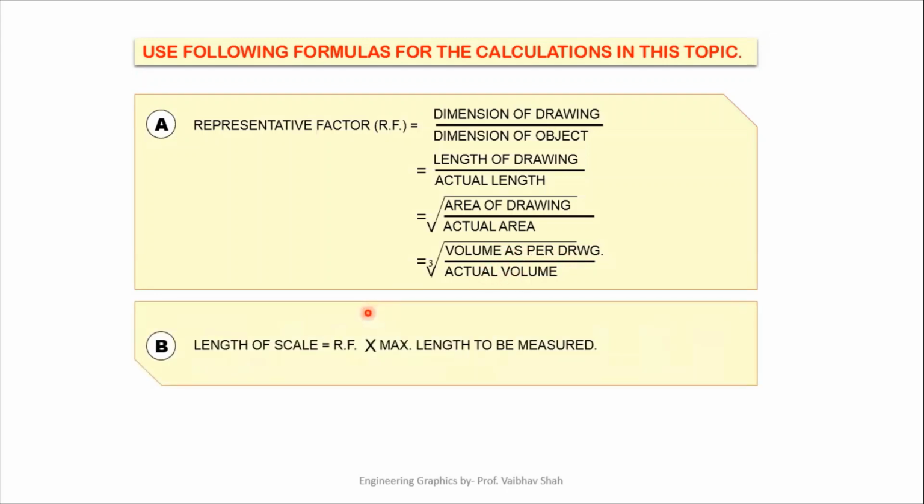Now, we need one more equation, which is length of scale equals RF into maximum length to be measured. So RF we can find out from the previous equation, and maximum length to be measured must be given in your problem statement. The final answer, length of scale, is the length which we will draw in our actual drawing sheet. So these are two basic equations that you have to remember for any scale example, either of your diagonal scale or your plain scale.